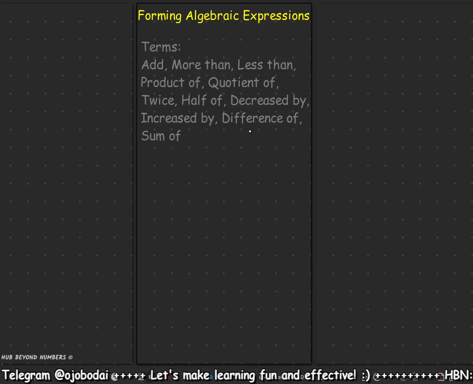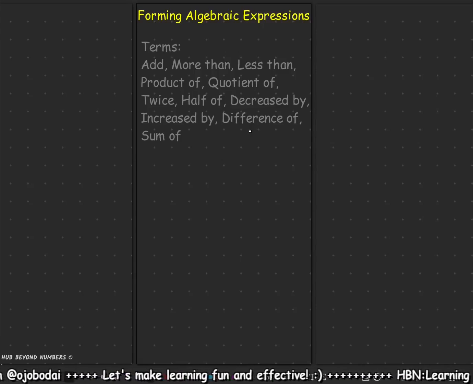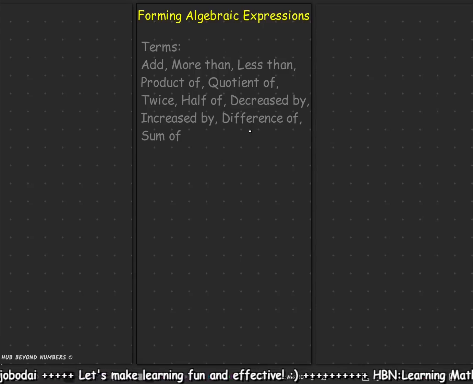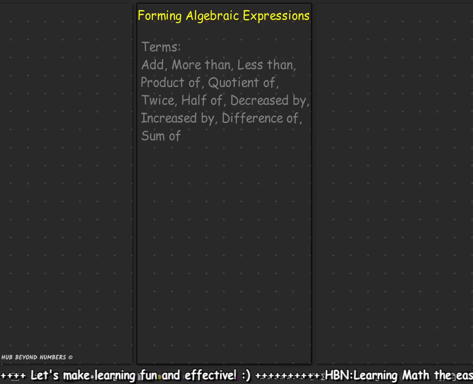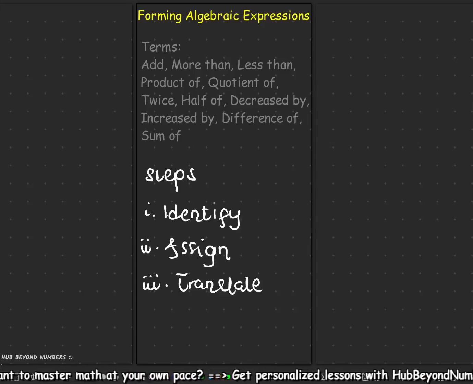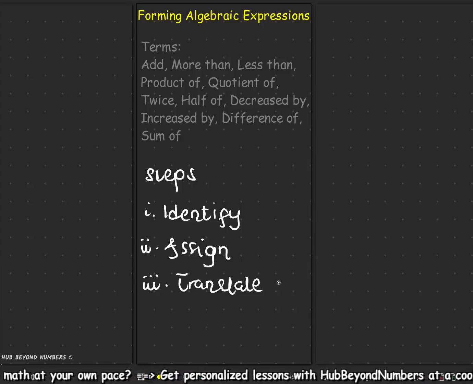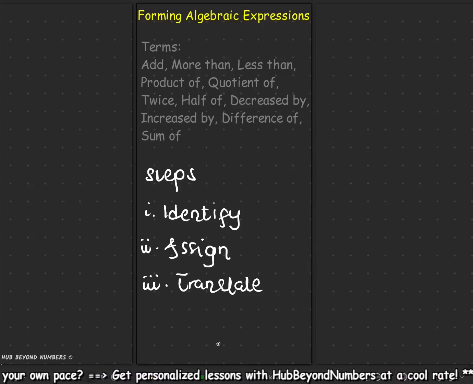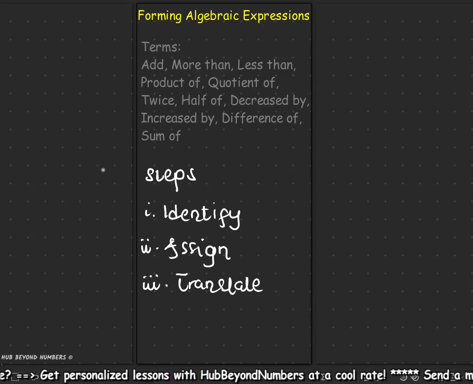Now it is important to identify the quantities in the statement. First of all, let's identify the quantities we have in the statement. Secondly, you will have to assign variables to the unknown quantities you have in the statement. And then finally, you translate. Let's quickly look at some examples that we have to translate or form algebraic expressions from.